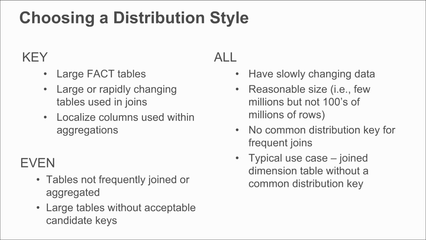All distribution is good for slowly changing dimension tables of a moderate size, but it's really important to test here, since too large of an all-distributed table will suffer from a lack of parallelized scans, and too small of a dimension table will not benefit since the cost of distributing such a small amount of data is very insignificant in Redshift. And then finally, even distribution is appropriate when there are no columns which would make an appropriate distribution key without otherwise introducing a skew or an unbalanced amount of data throughout the cluster. It's also appropriate for very small dimension tables.